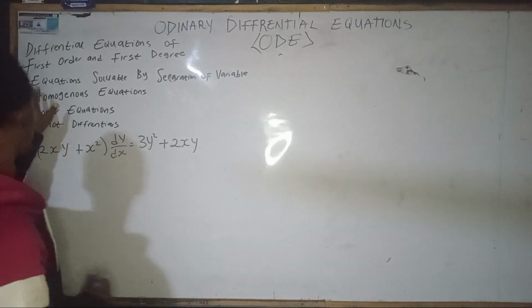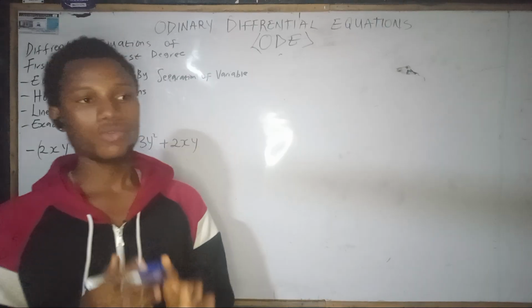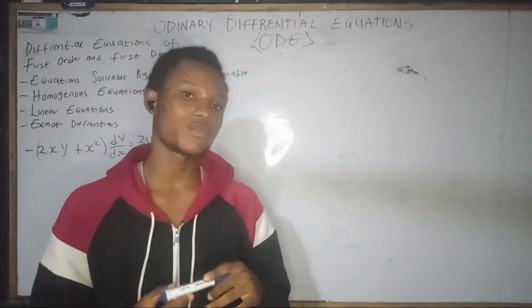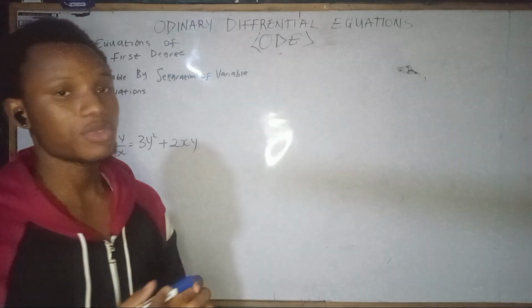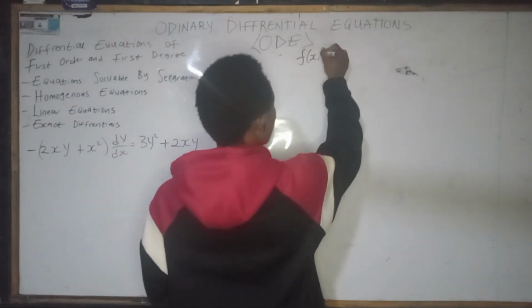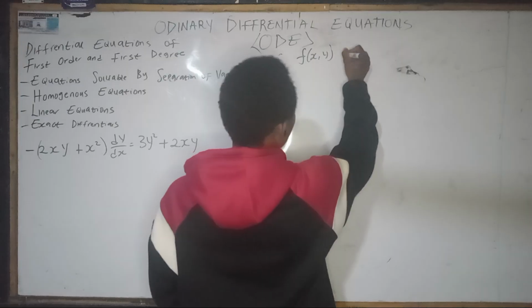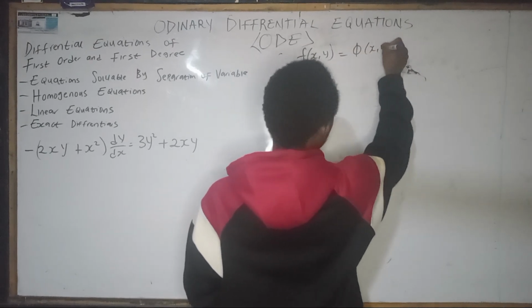That is, equations that can be solved through the homogeneous equation method. Now, how do we know if an equation can be solved through the homogeneous equation method? First of all, it is going to be a function f of x and y all together, equal to another function of x and y altogether.